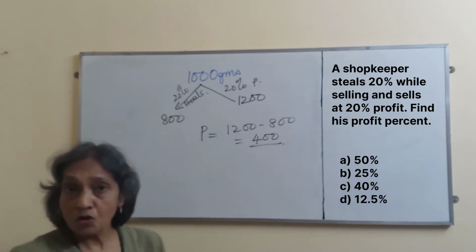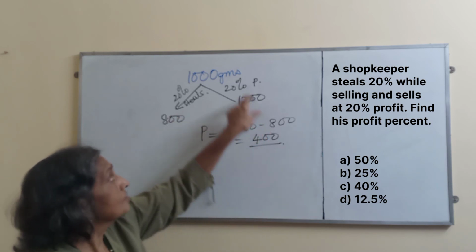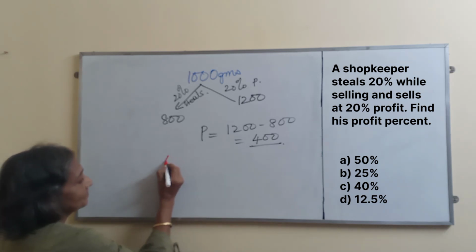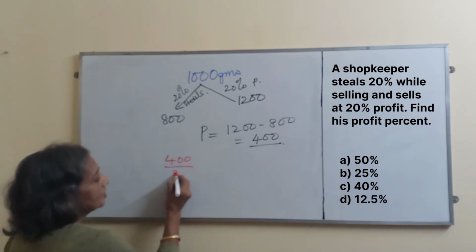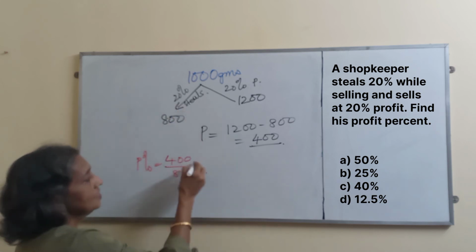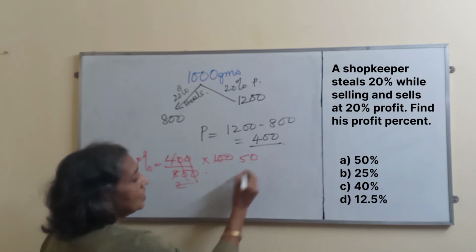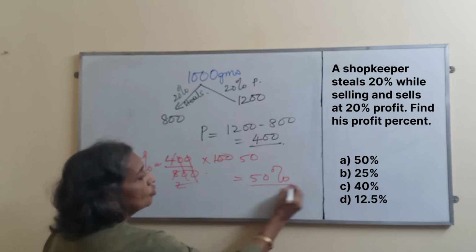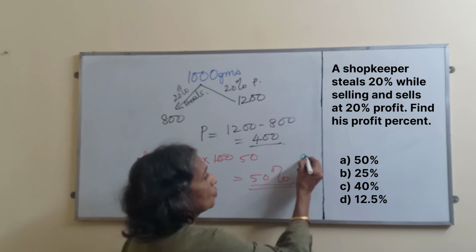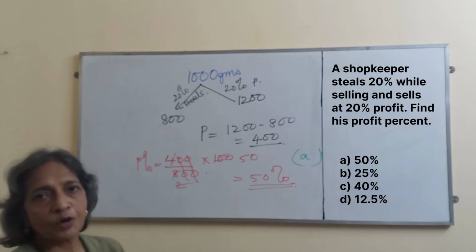And this profit is on what? 800 or 1200 or 1000? What is the profit on? Obviously what you get. So you are getting only 800. So he is making a 50% profit overall. So your option, you look at your options, A is the correct one. 50% is his profit.